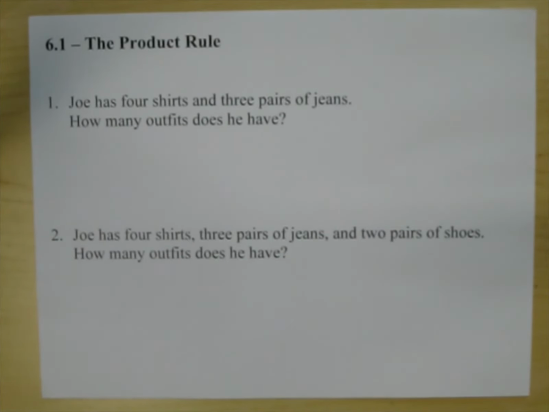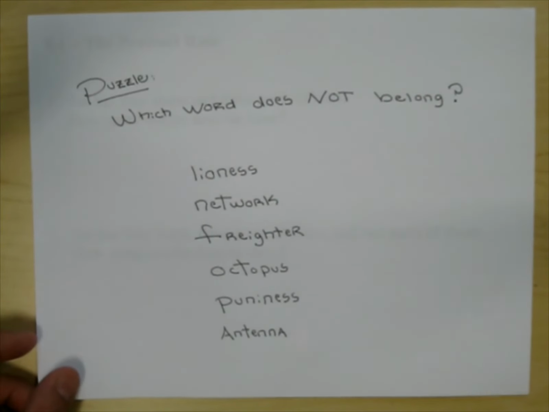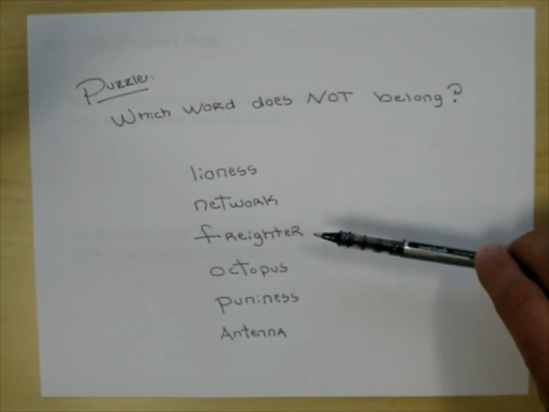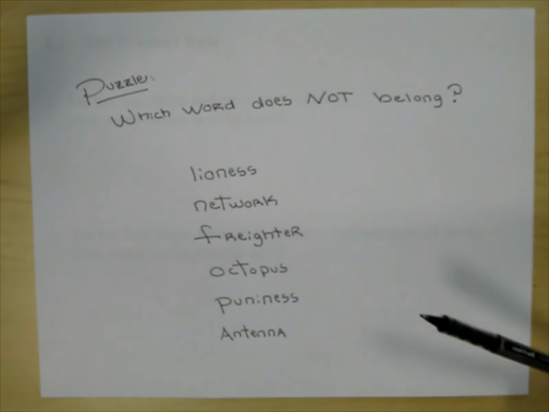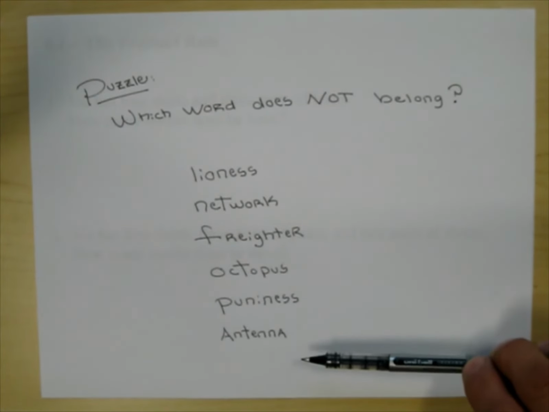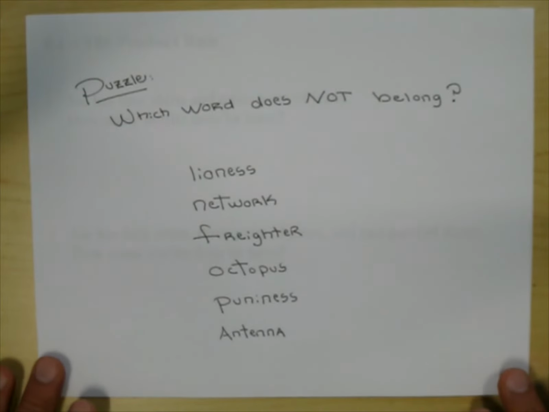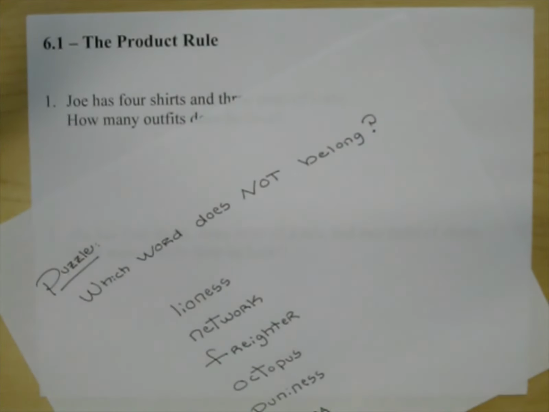Before we get into that, I'll go ahead and show you the puzzle. The puzzle says which word does not belong, so you have some words there: lioness, network, freighter, octopus, puniness, antenna. Which word does not belong? We'll get the answer at the end of that lecture.